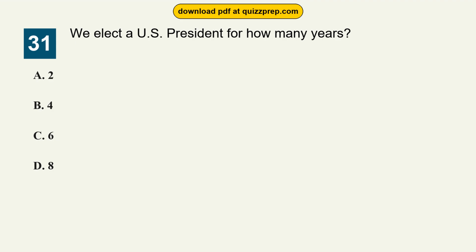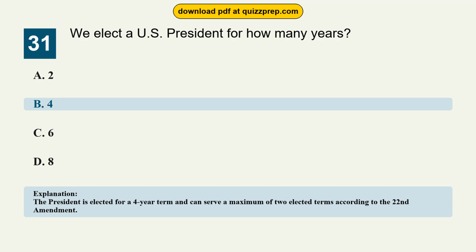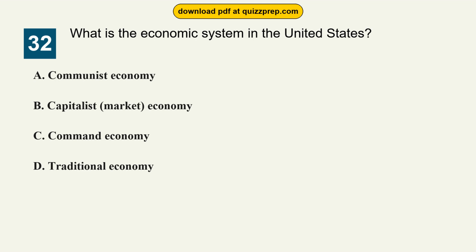Question 31. We elect a U.S. president for how many years? Option A, 2. Option B, 4. Option C, 6. Option D, 8. The correct answer is option B, 4. The president is elected for a 4-year term and can serve a maximum of 2 elected terms according to the 22nd Amendment.